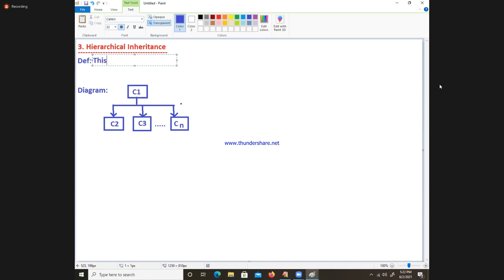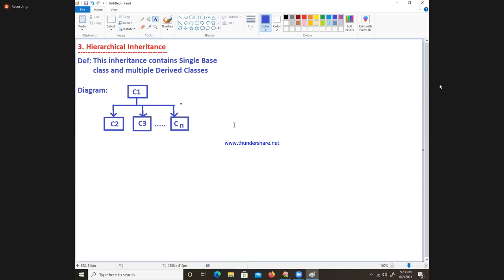So this inheritance contains a single base class and multiple derived classes. Single base class and then multiple derived classes. This type of inheritance is known as what? Hierarchical inheritance.